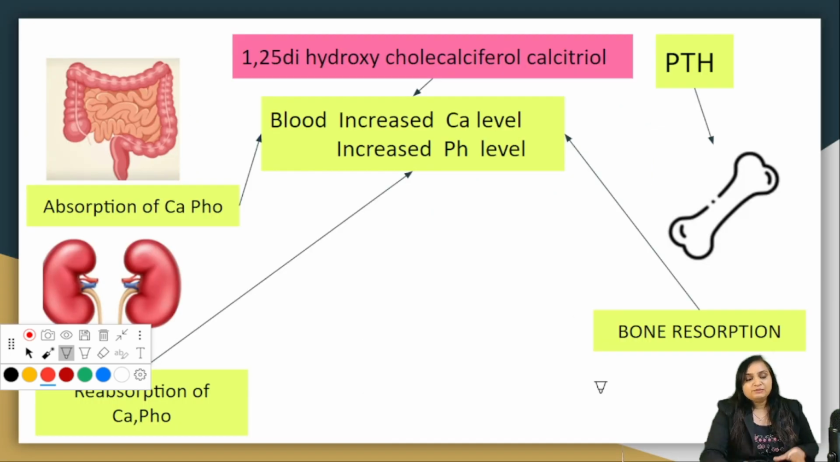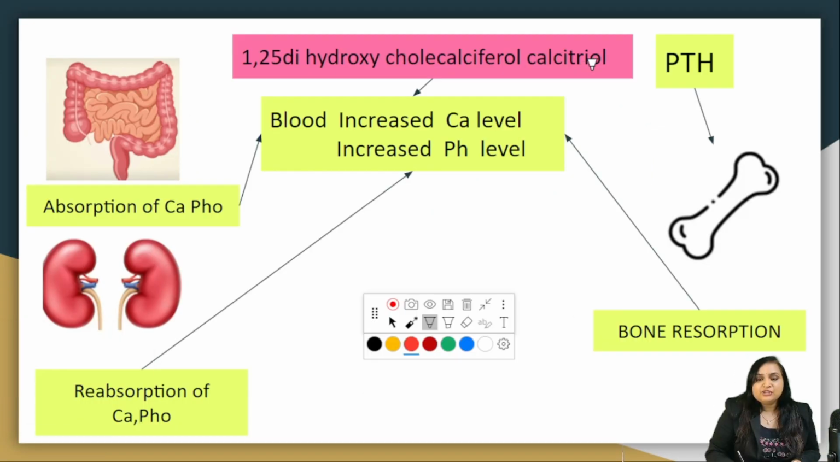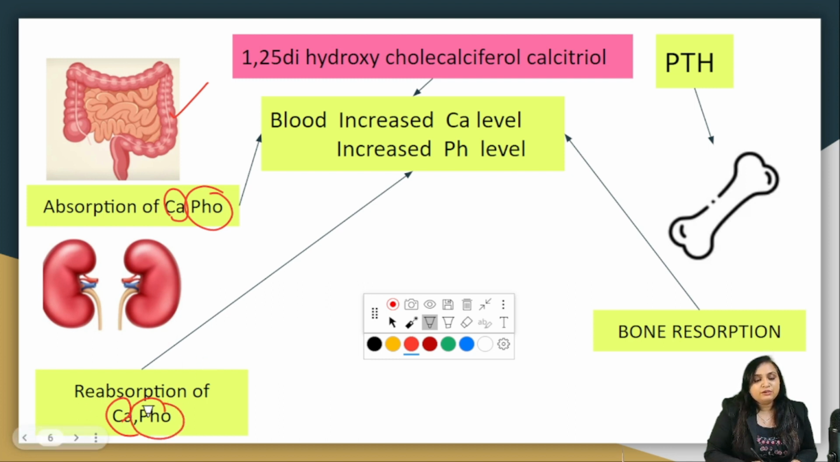So what all functions does vitamin D do? That is, calcitriol active form will act on the intestine. With the help of the receptor, it increases the absorption of calcium as well as phosphorus. Similarly, it also reduces the secretion of calcium and phosphorus, and it improves the reabsorption of these two from the renal system. So ultimately the end result will be an increase in calcium as well as phosphorus level, and this calcium and phosphorus are responsible for many homeostasis of the body.